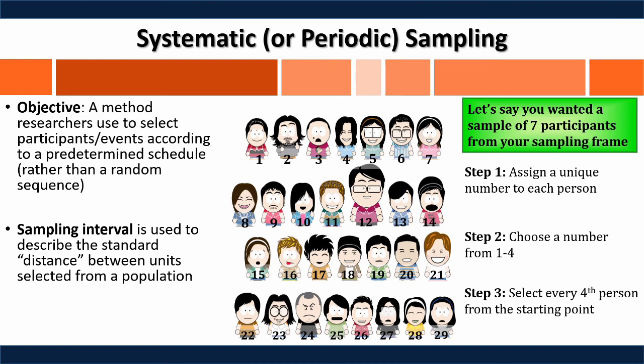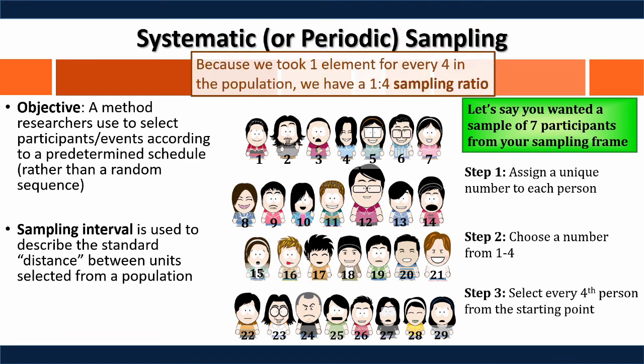Now you might be asking yourself, where did the number 4 come from? It's because there are 29 people in the sampling frame and you needed 7, so 29 divided by 7 is roughly 4. You know from there that we can take 1 out of every 4 people from the population to meet our desired 7 participants. This 1 to 4 elements we drew from our population is called the sampling ratio.